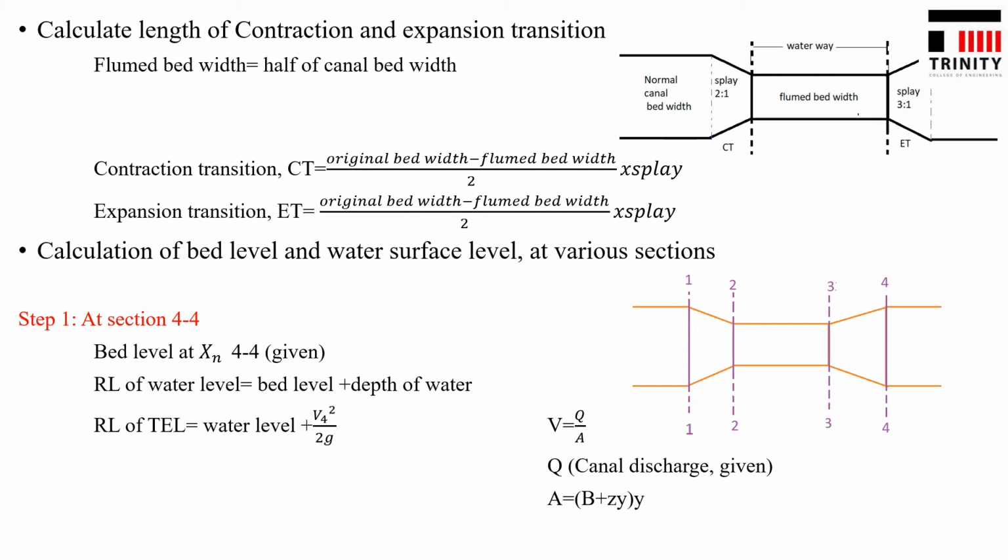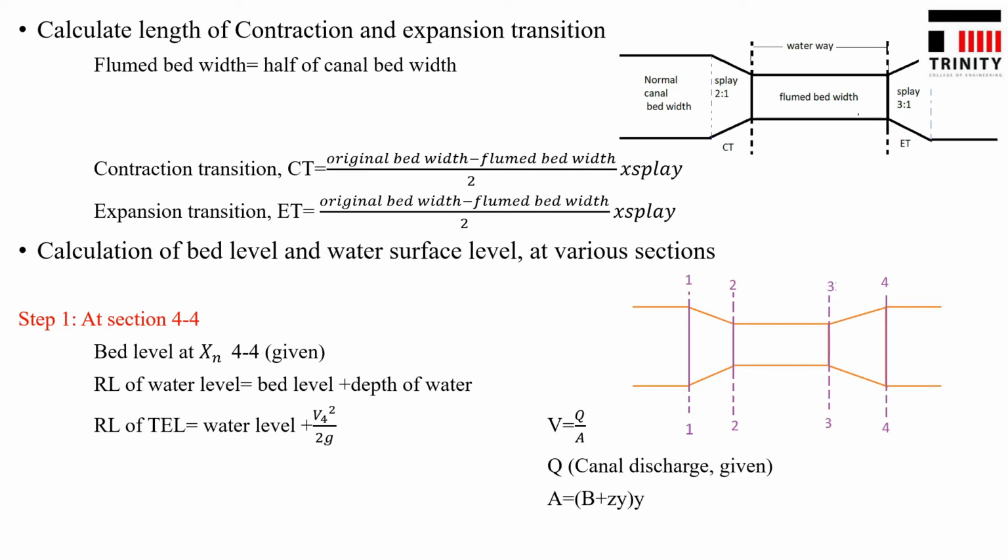So the length of contraction transition CT is equal to (original bed width minus flumed bed width) divided by 2, into splay. Similarly, expansion transition is also equal to (original bed width minus flumed bed width) by 2, into splay. The difference between contraction transition and expansion transition is the given values for the splay, that is 2:1 and 3:1. Next step is to find out the calculation of bed level and water surface level at various sections.